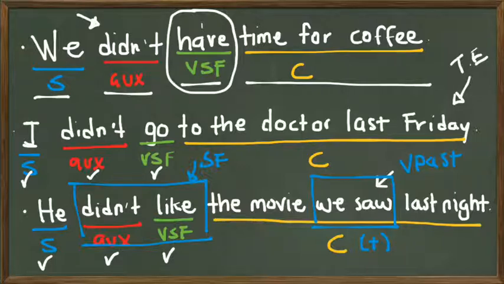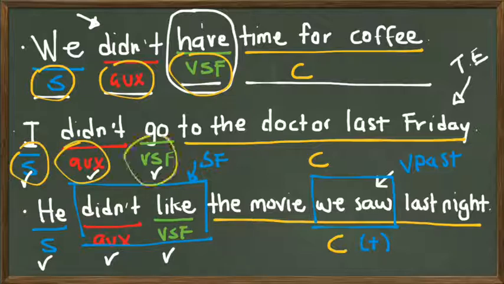And then the formula is one more time the same. Subject, auxiliary, verb in simple form.